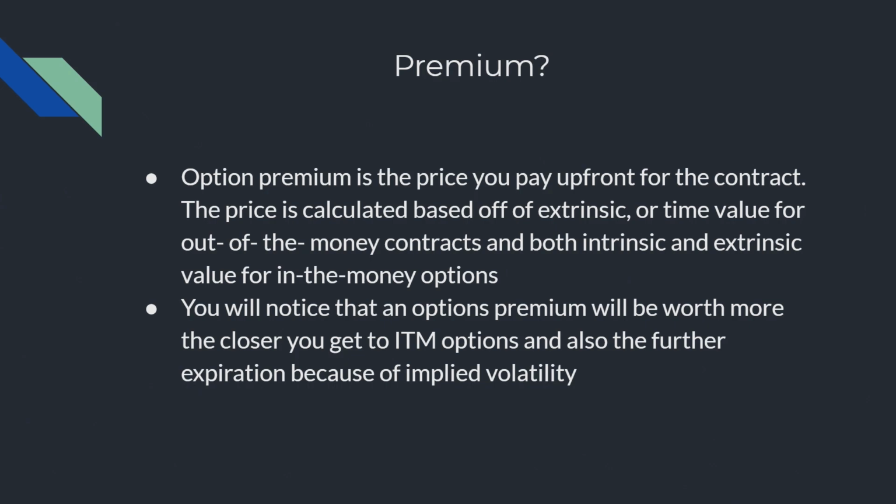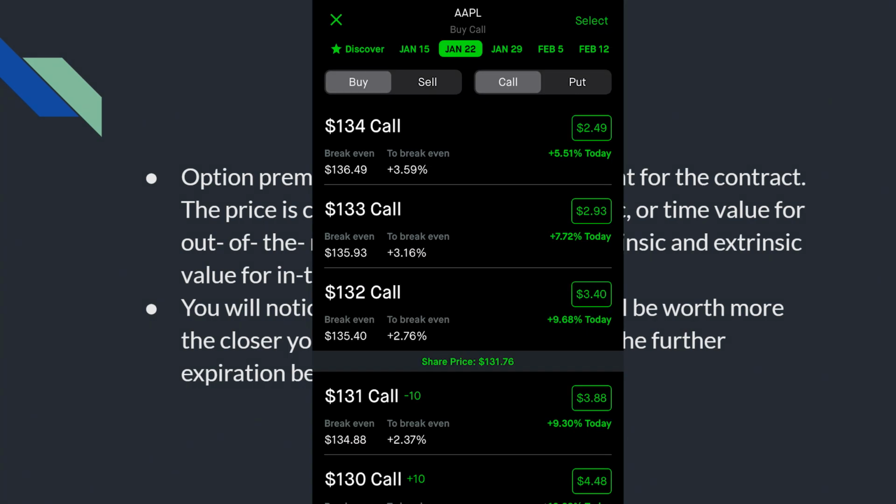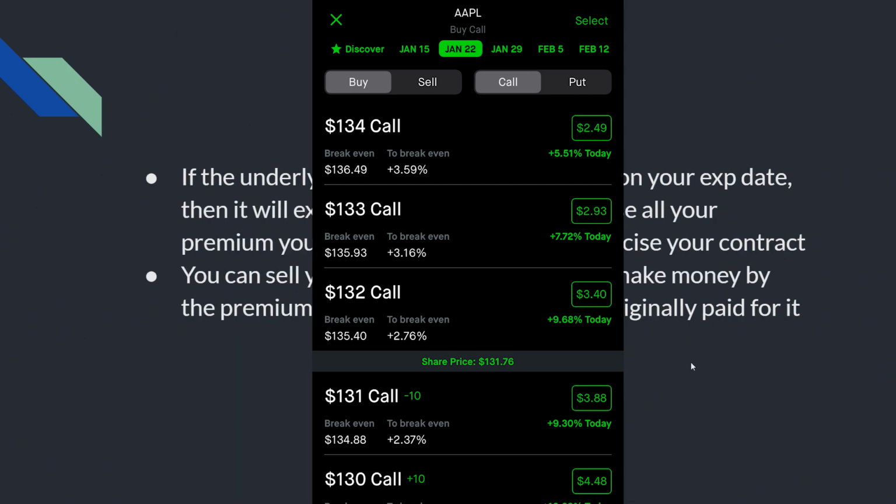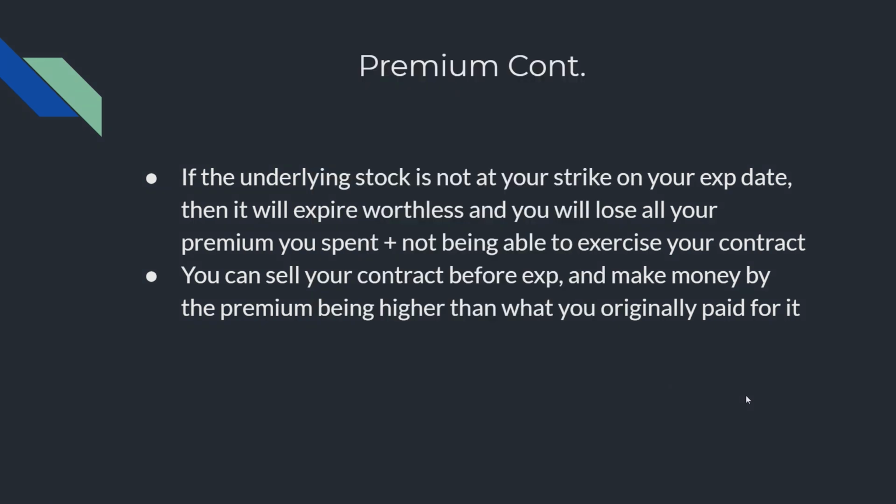Now, I'm going to show you another screenshot of the January 22nd expiration. You saw at the top of the first screenshot that we were on the January 15th. Well, now those same contracts for the same strike prices are worth way more because we now have time on them. Now we have time for those contracts to get to maturity. We're going to go more into this, but this is just a basic understanding for you guys. So, if the underlying stock is not at your strike price on your expiration date, then it will expire worthless and you will lose all your premium spent while not being able to exercise your contract.